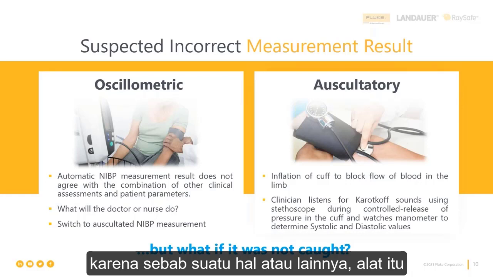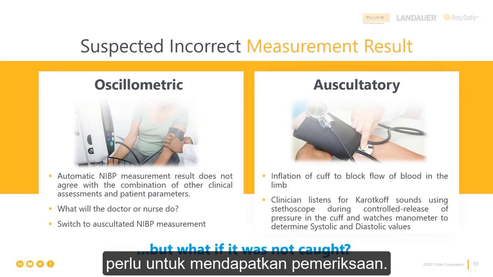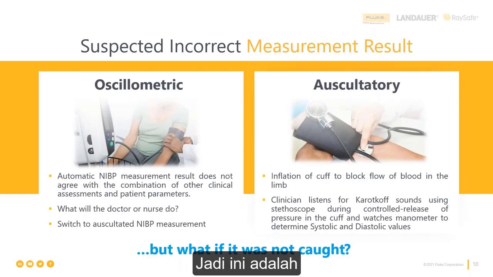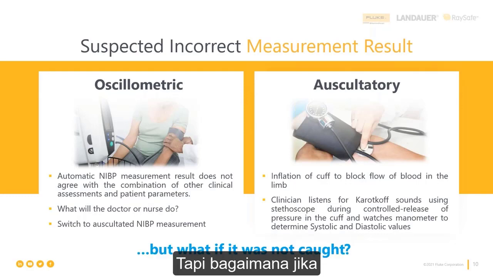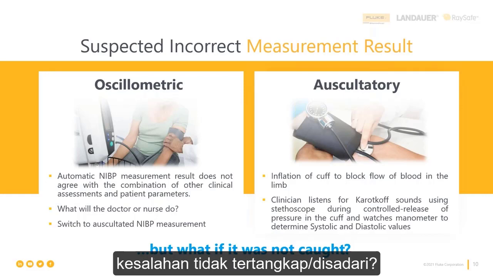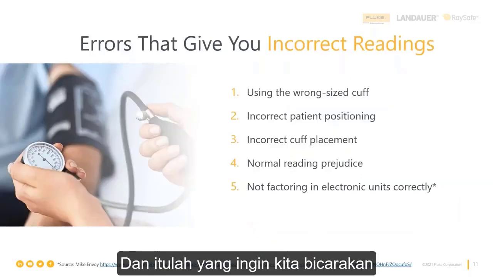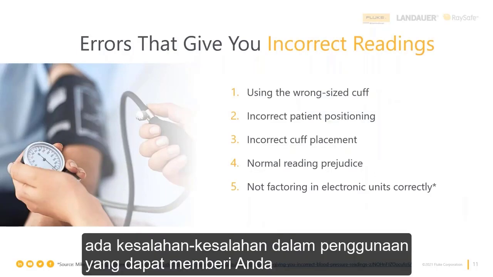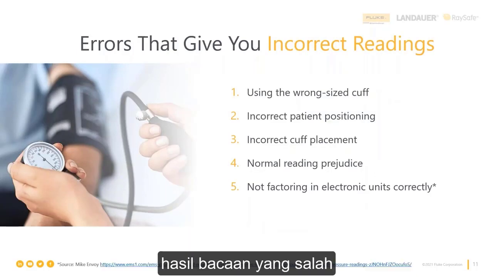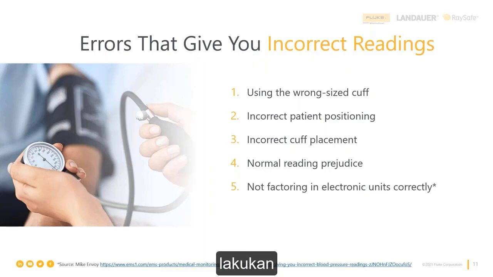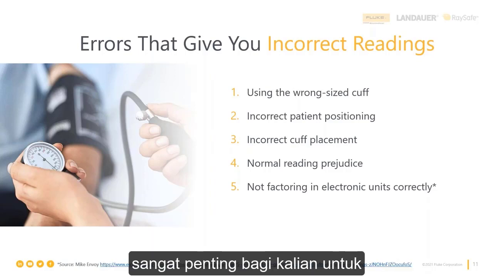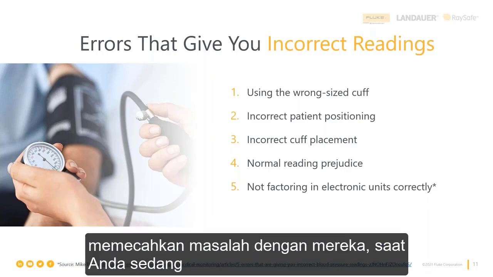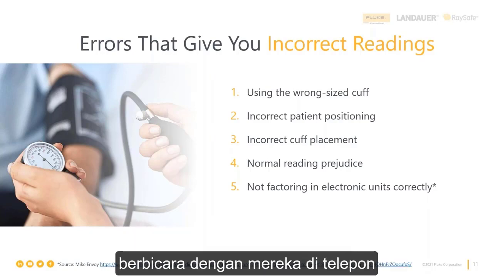Because in some way, shape, or form, it didn't work right the first time, and it does need to get looked at. So these are errors that are right in the forefront, something you can sense, feel, or see. But what if the error didn't get caught? That's what we want to talk about here. There are errors in use that can give you an incorrect reading. These are things clinicians can do, and they may or may not be aware they're doing them. So it's really important for you to know this so that you can troubleshoot with them while you have them on the phone.